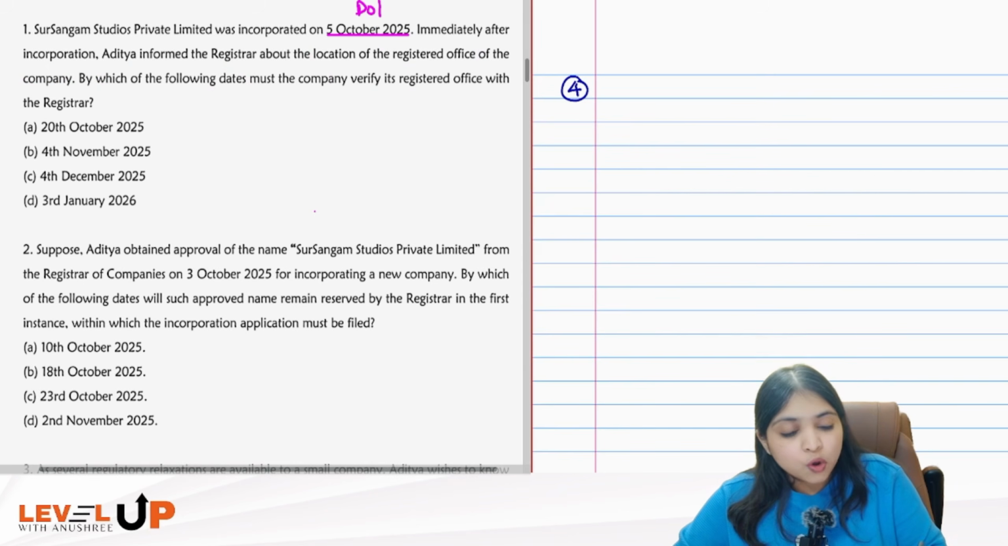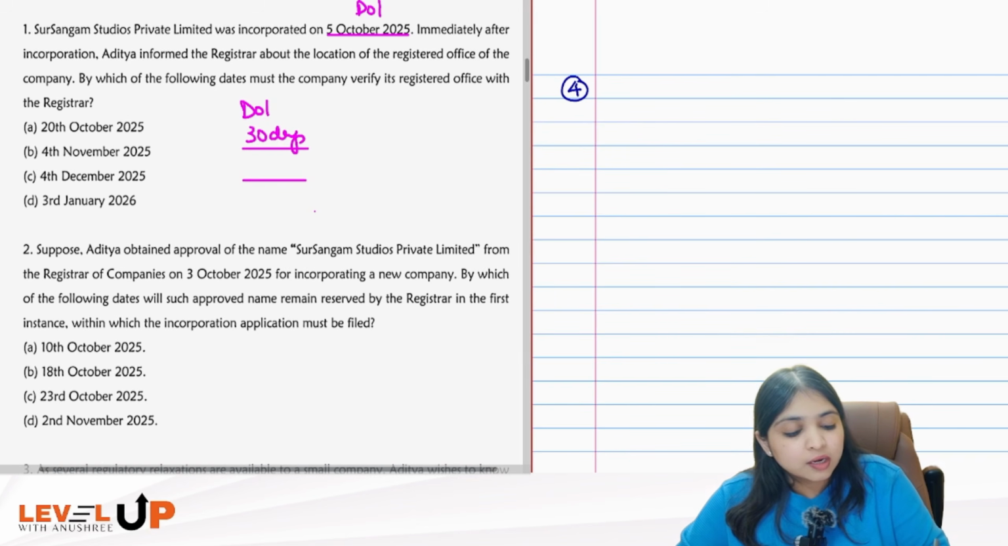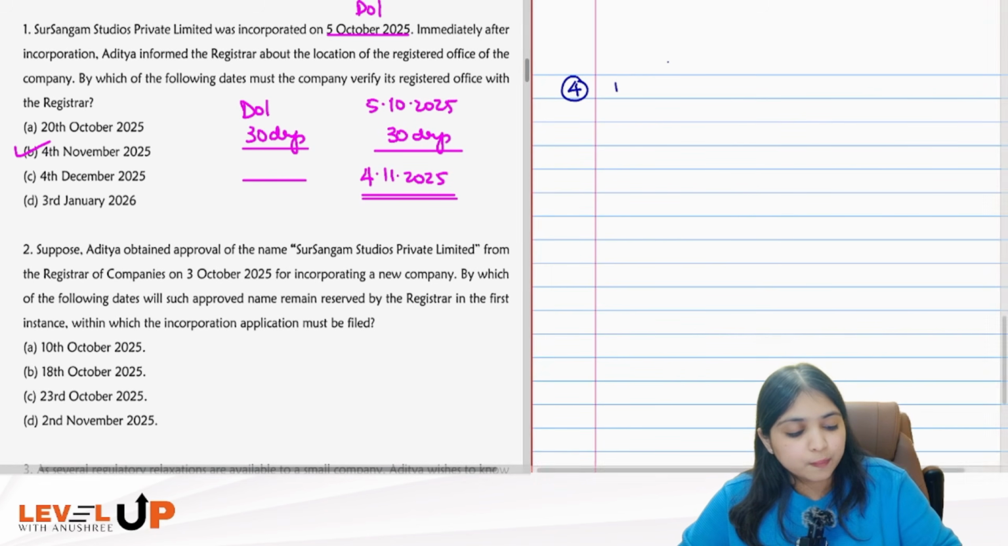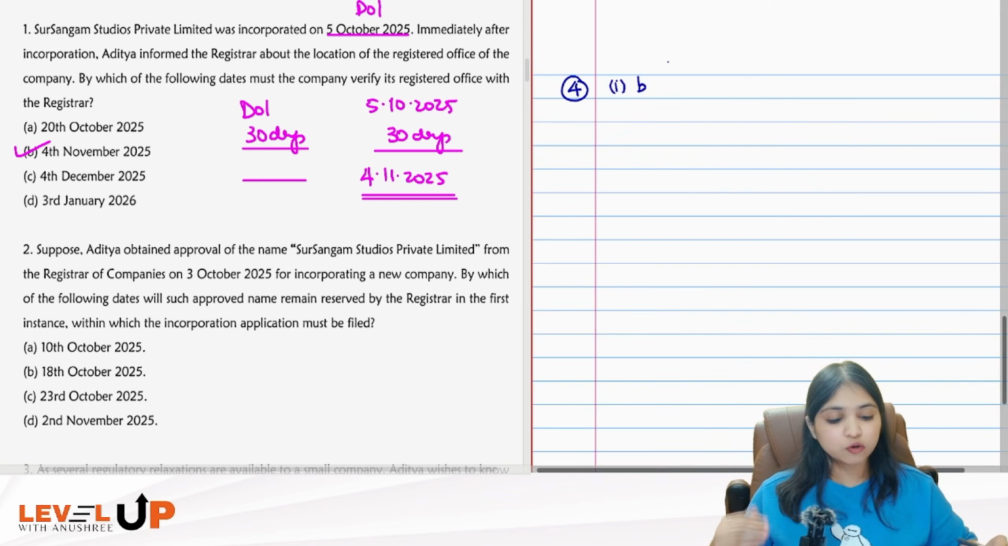Just now we learned whatever is the date of incorporation, from that day within 30 days we have to verify the registered office address, guys. So here the date of incorporation is 5th October 2025. From this date 30 days will be what? 30 days will be 4th November 2025. So by 4th November 2025, option B, by 4th November 2025 we have to do the verification of registered office with the ROC.